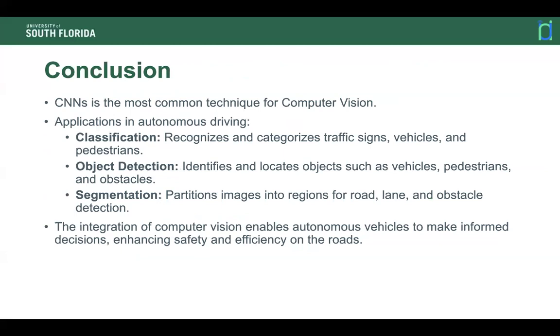So today we have learned about how computer vision enables autonomous driving, with CNNs or convolutional neural networks being the most common technique for computer vision. And we also got to know about the different types of computer vision tasks and how they apply and allow autonomous vehicles to make informed decisions, enhancing safety and efficiency on the road.